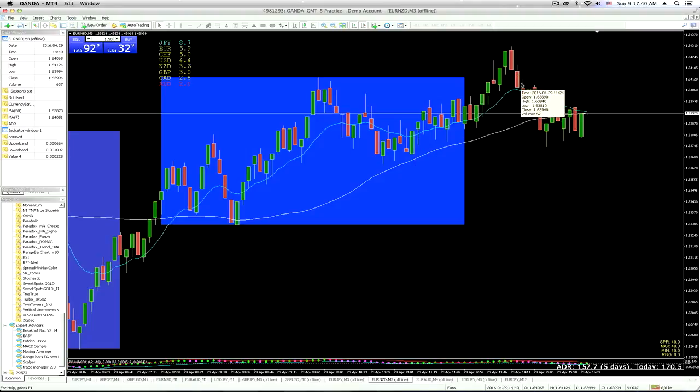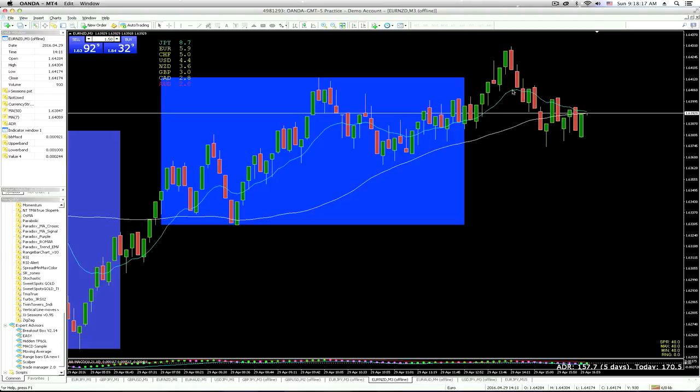A couple other things I use on here. This white line is a 50 simple moving average, and that's used to give us a basic direction. Some traders use this exclusively: if price is above the 50, they only trade long; if it's below the 50, they only trade short. But one of the more significant things about this is that a large majority of the traders around the world do use the 50 on their chart for one reason or another.